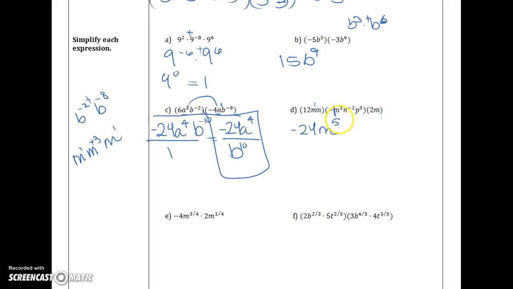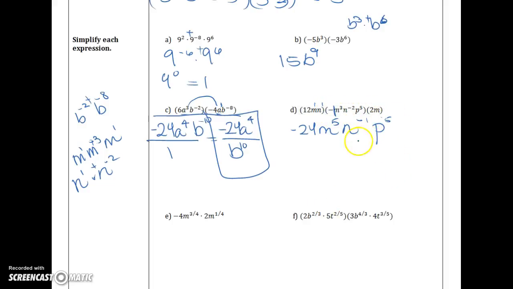How about those n's? I have n to the 1st power here, n to the 1st. And then over here I have n to the negative 2, and there aren't any n's there. So I have 1 plus negative 2. That's negative 1. Then lastly, I have p. There's only one set of p, so it's just p to the 5th.